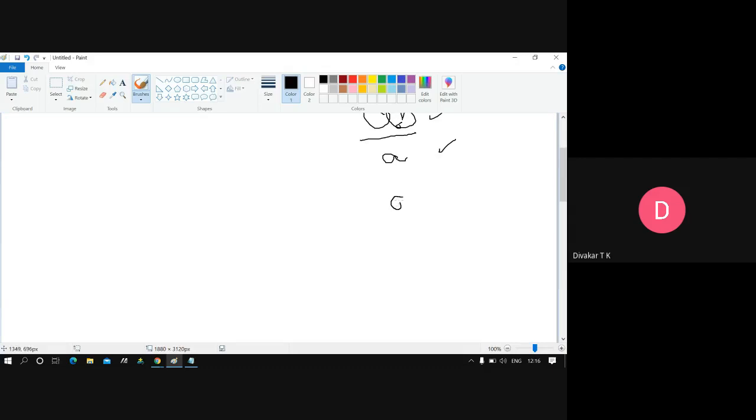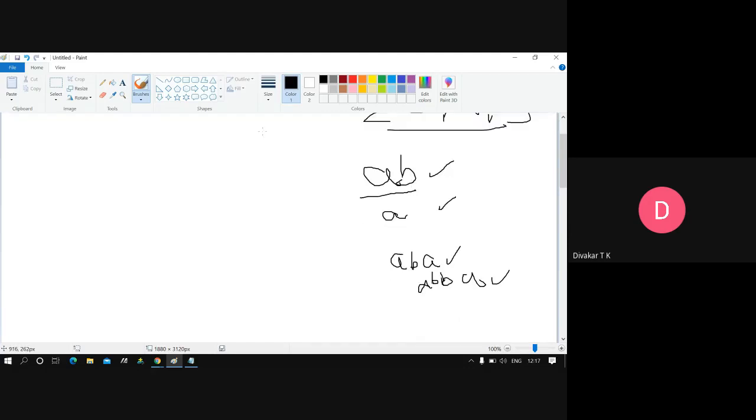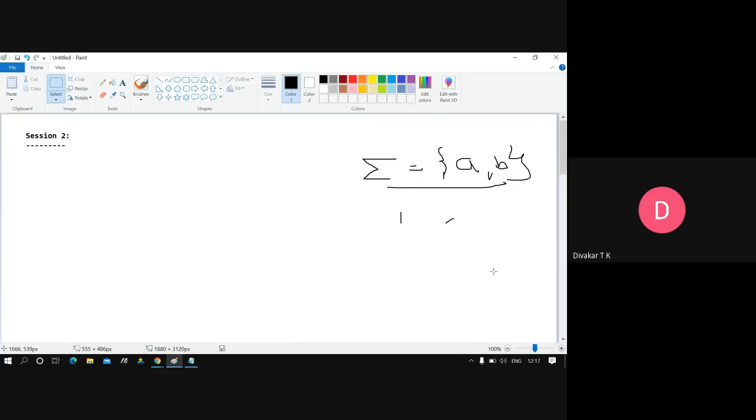If I say A, B, A, this is also a sequence of symbols. A is there, B is there, A is there. This is also valid. Now A, B, B, A, you can consider this one too. It is a sequence of symbols only, so that's why it is possible. These are all examples of strings. Got the clarity, guys? Any confusion over here?